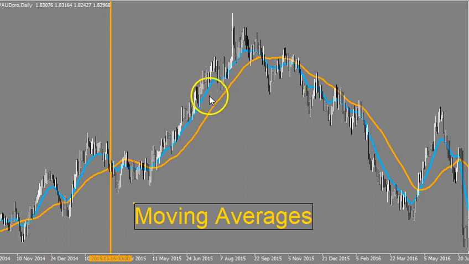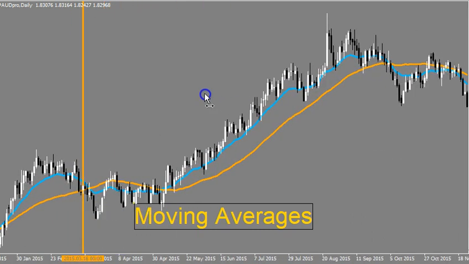The inner one here is a shorter moving average. It could be a 21 moving average, an 8 moving average, a 34. You have to play around and see what works best for you for the price pair. And I want to make the chart a little bit bigger so you can see.